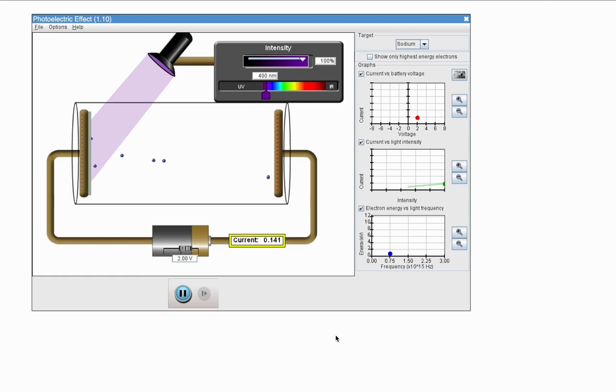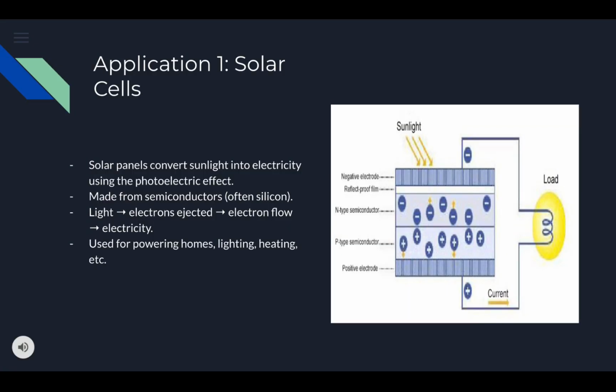You can see this in the simulation. As light intensity is increased to 100%, there are way more photoelectrons being emitted from the metal. We will be talking about a real-world application of the photoelectric effect.